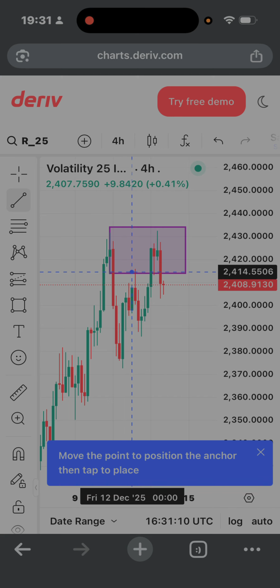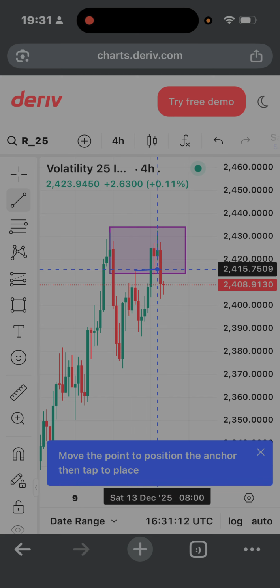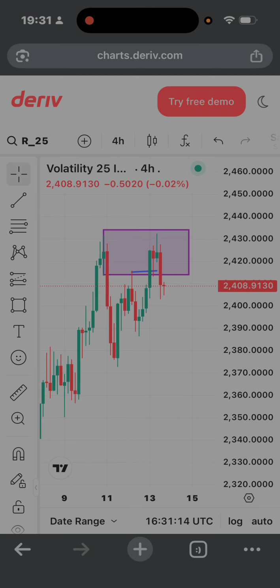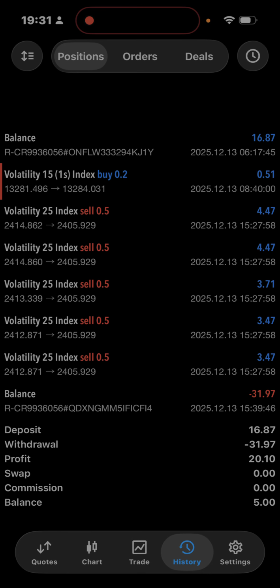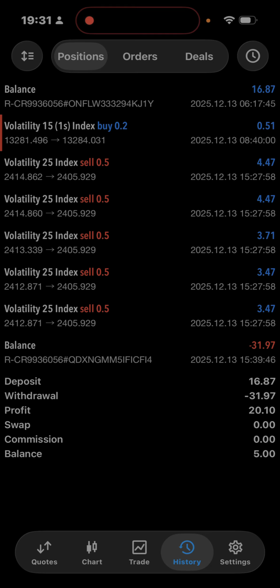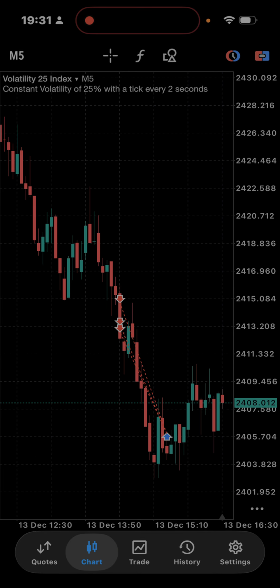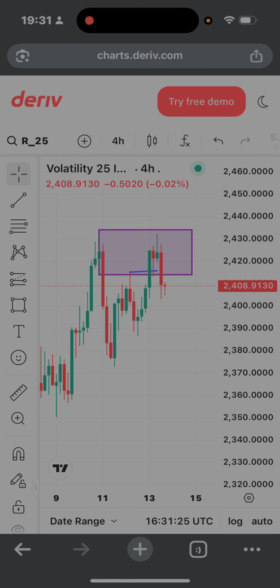This was the 4-hour time frame. I'm gonna show you everything, and I was able to take this trade on my small live account, and here it was. Let me just show you. This was the account, as you can see, right? And I was able to withdraw $31, right? Yeah. So this was a trade on a higher time frame.